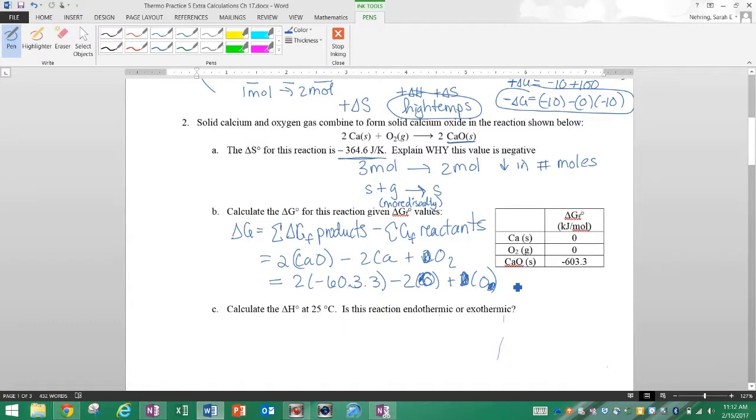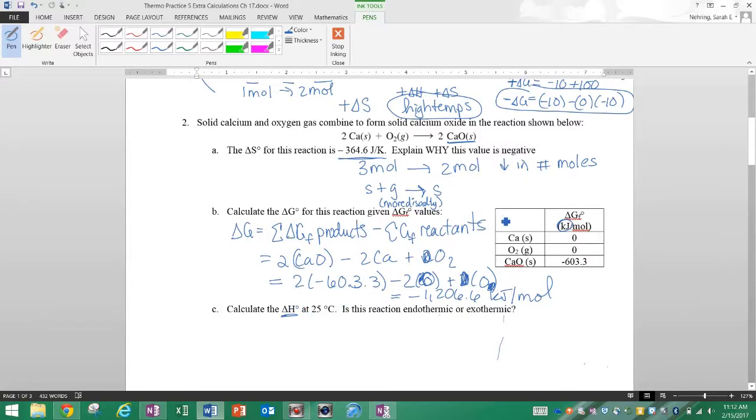Okay, so anyway, it's products minus reactants. In this case, the only one that has a number is products. This is relatively straightforward. So you end up with negative 1206.6. The units here are in kilojoules.